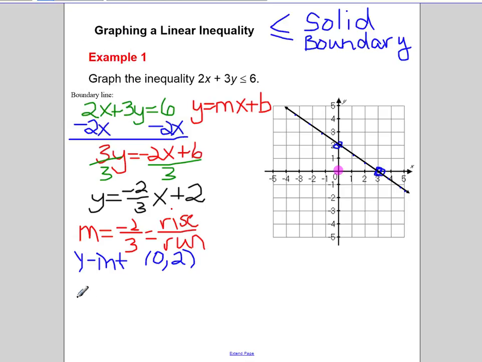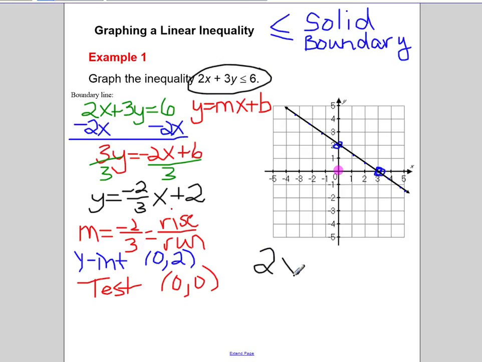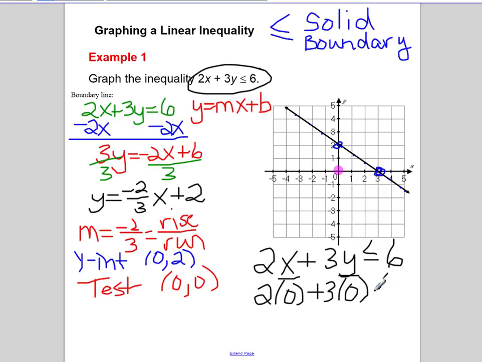So the point we're choosing to test is the point 0, 0. And I'm going to plug that back into the original inequality. The inequality is 2x plus 3y is less than or equal to 6. By plugging in a 0 for x and a 0 for y, we get 2 times 0 plus 3 times 0. Is that less than or equal to 6?